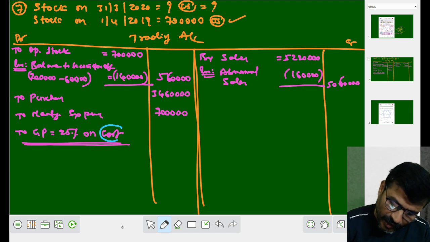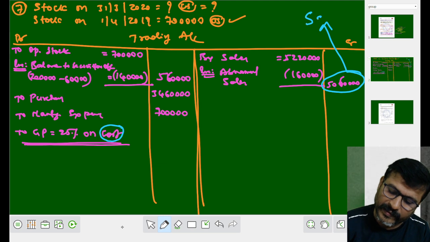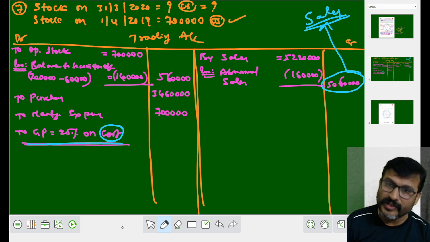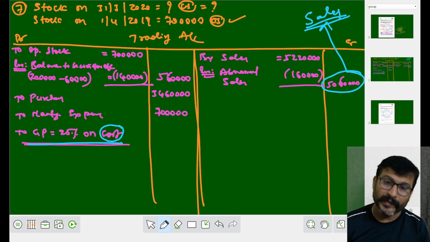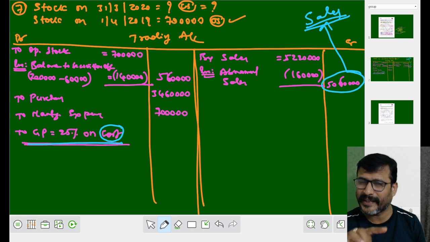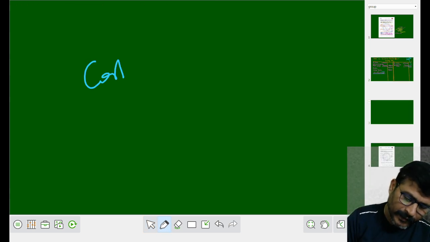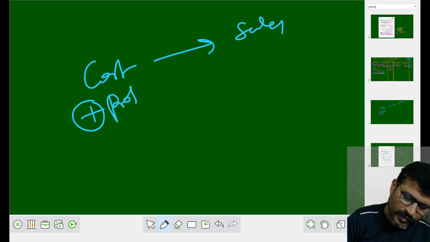Gross profit is given on cost, but we have 50 lakh 60,000 as sales. Please remember, please listen and look towards the first class explanation. Profit is given on cost, but we have an amount of sales. Okay, now what to do? In order to convert cost into sales, what we have to do? We have to add the profits to the cost.